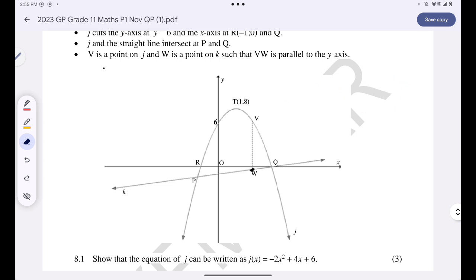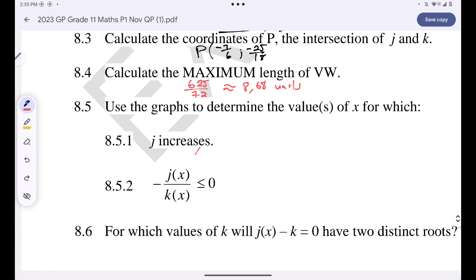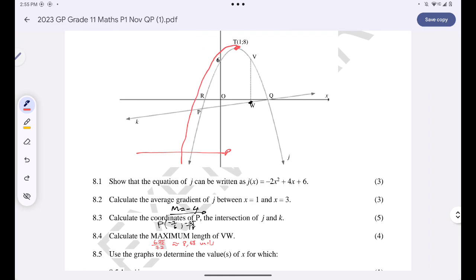Moving from the left to the right, I can see that my graph keeps on increasing until it reaches the turning point, and then it changes direction and starts decreasing. Are we together? So my graph is increasing whenever x is less than 1, because the x value at the turning point is equal to 1, right?